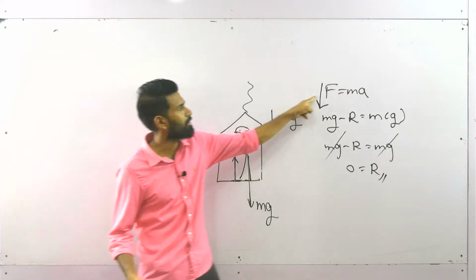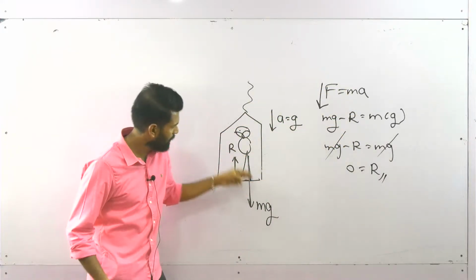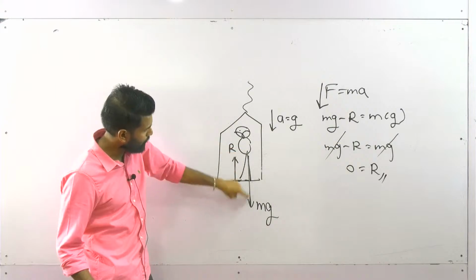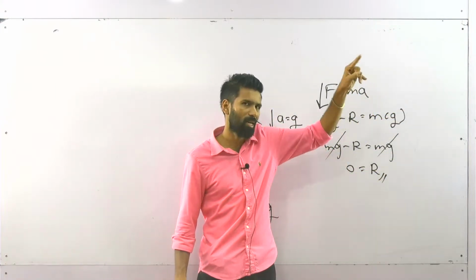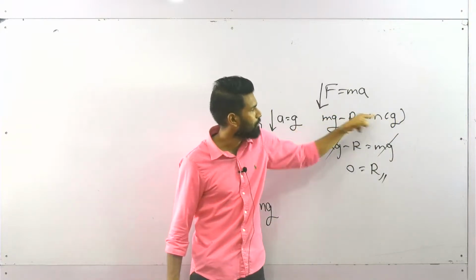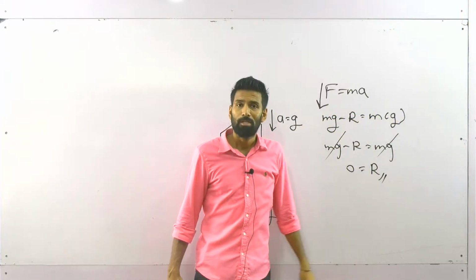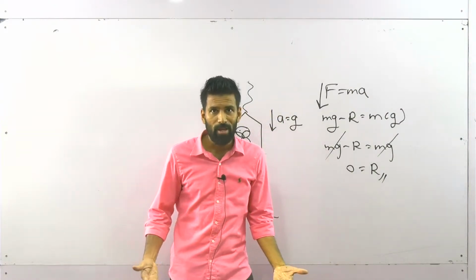So we'll apply F equals ma downward for the man inside the lift when he's coming down. mg minus R is equal to ma. If he is in a free fall, acceleration is equal to the acceleration of gravity, g. Then what happened? This mg and this mg cancel, and R becomes 0. So if we are in a situation like that, our legs will feel nothing.